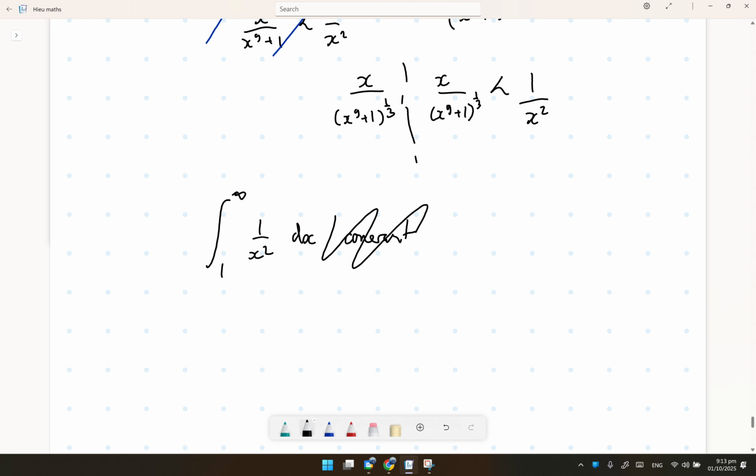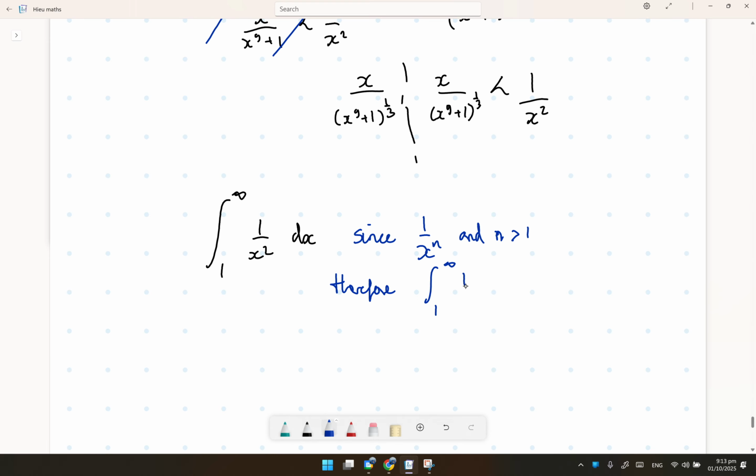And we know because the theorem tells us that since it's 1 over x to the n and n is larger than 1, therefore the integral from 1 to infinity of 1 over x squared is convergent.